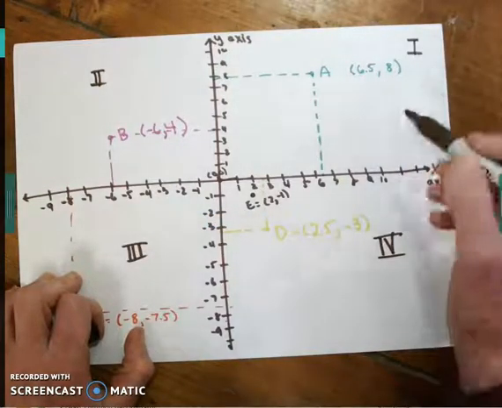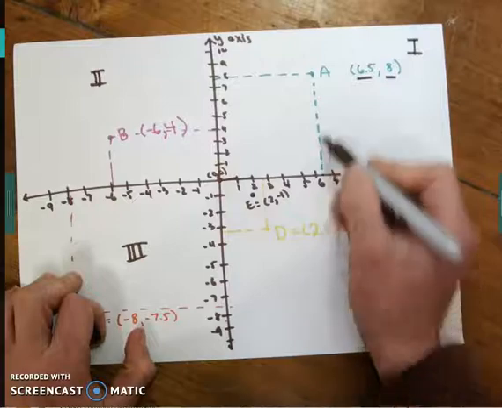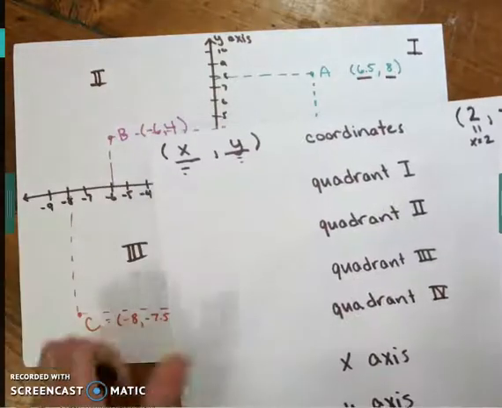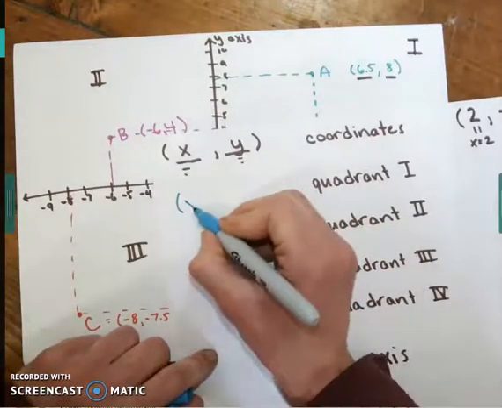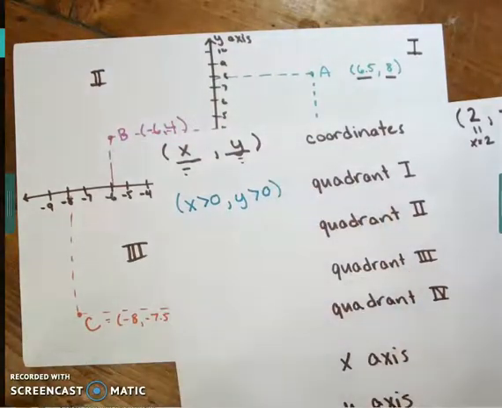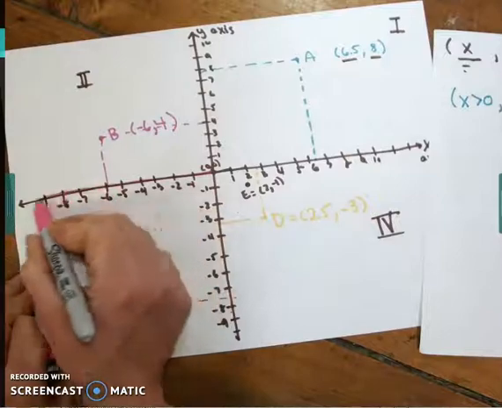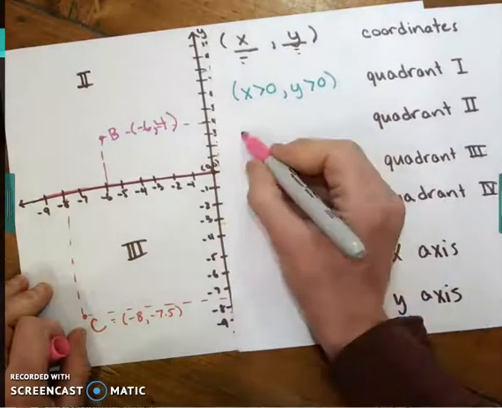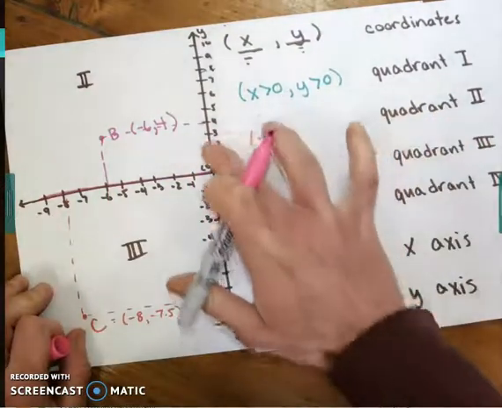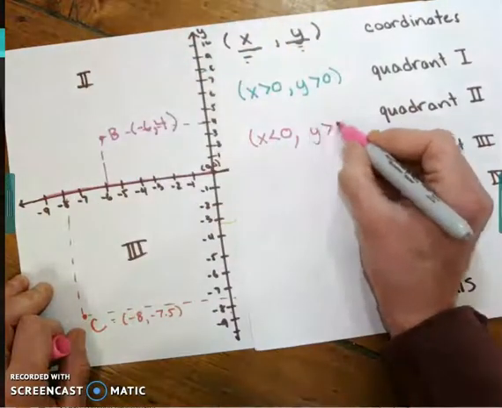So our point in quadrant 1 was 6.5, 8. It has a positive x and a positive y. If you look at any point in quadrant 1, it will have a positive x and a positive y. So x is bigger than 0, and y is bigger than 0 in quadrant 1. But how about quadrant 2? In quadrant 2, all the x's are negative. So for quadrant 2, x is less than 0, because we have all negative x's. But y for quadrant 2, we're above ground, so y is bigger than 0.